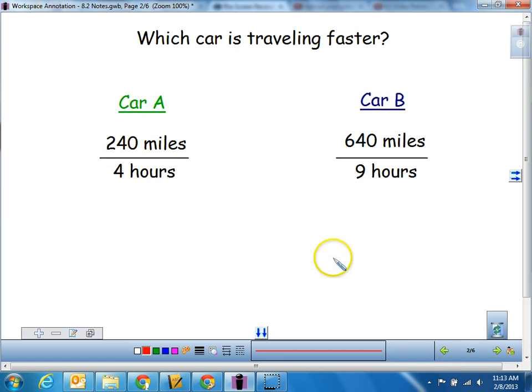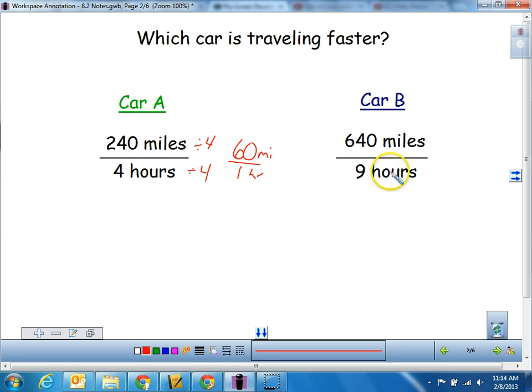So let's go back here. And how would I get this to equal 1? I hope you said divide it by 4. So if I can divide both the top and the bottom, because it is still a fraction, by 4, I get 1 on the bottom. I get 1 hour. And 240 divided by 4, well, I know 24 divided by 4 is 6, so I just have an extra 0 there. So I have 60 miles per 1 hour.